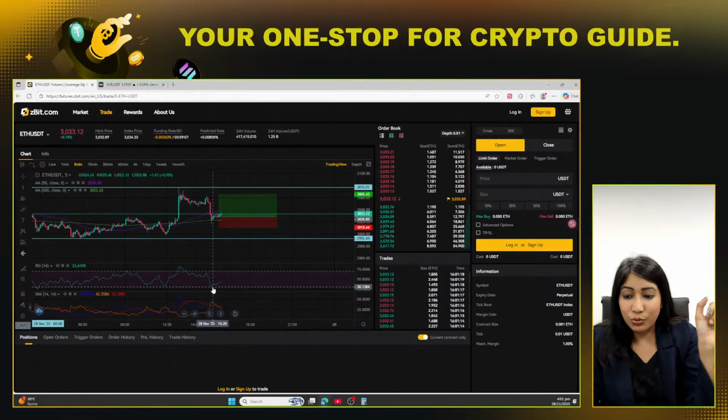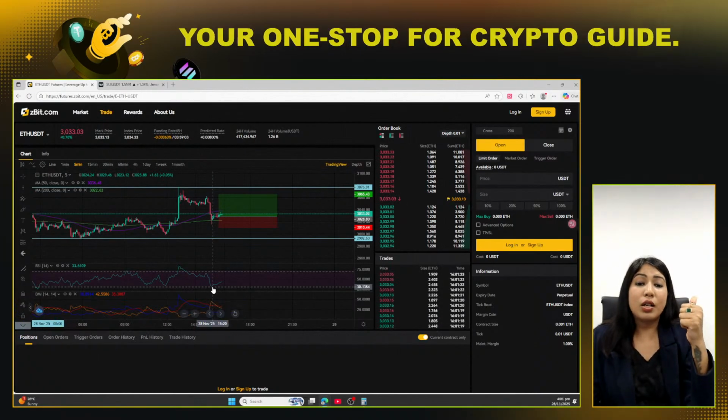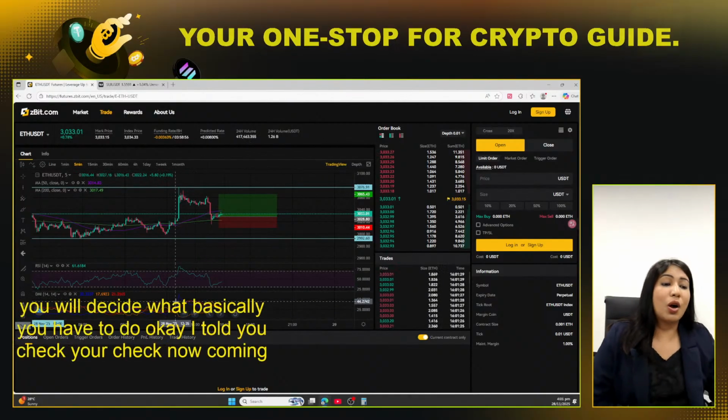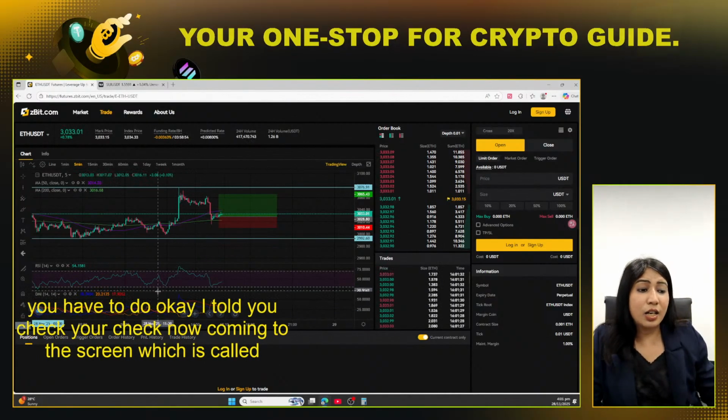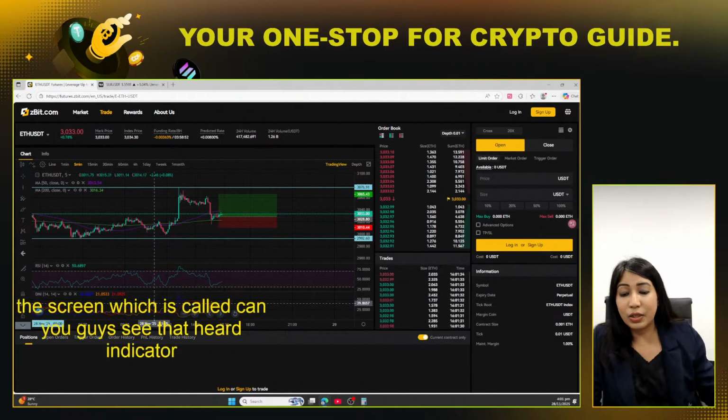Now comes the next very important indicator जो कि आपको बताता है कि whether your buyers are strong or your sellers are strong. So how do you know it? Now coming to this screen, can you guys see the third indicator here, which is the DMI indicator that I'm using?